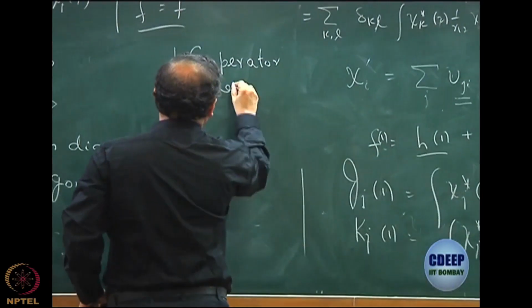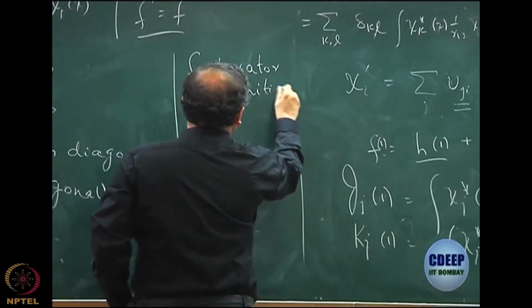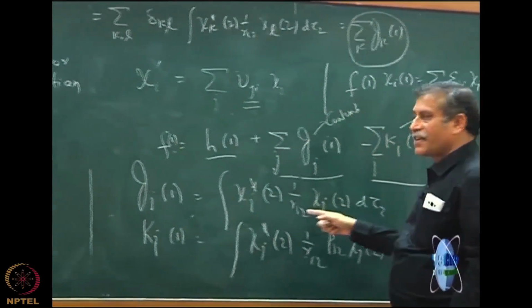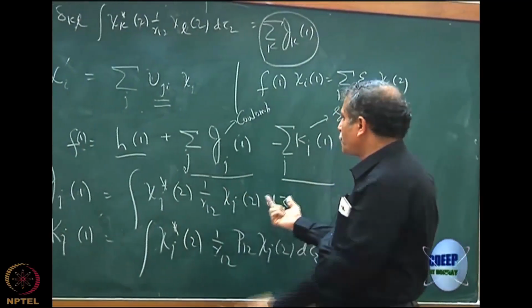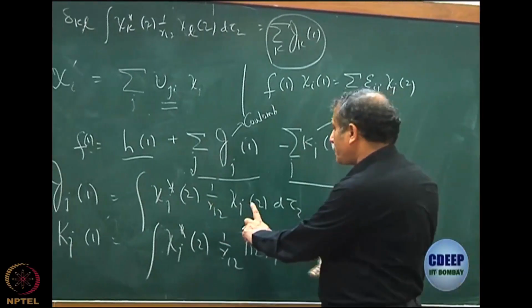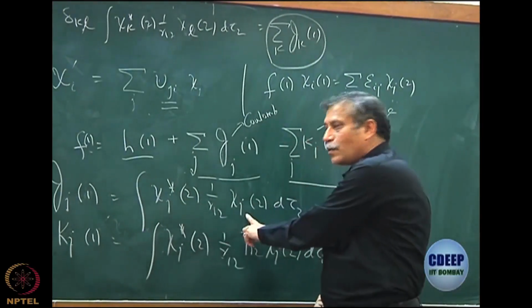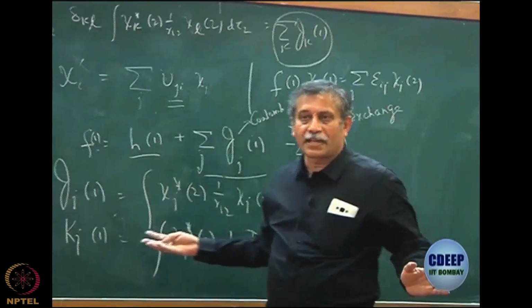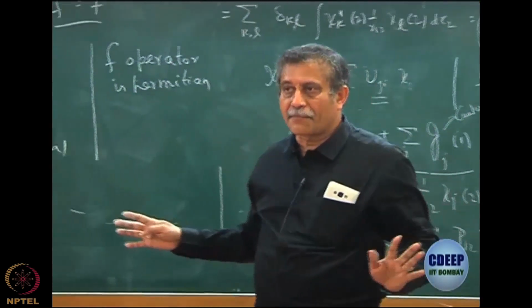Once again, I hope you are able to see this. H is Hermitian, right? This is my J_j. J_j is also Hermitian, because if I take the adjoint of this, what will happen? This chi j will come here, this chi j star will go here. This is already a Hermitian operator. In the same way, exchange, P12, is a Hermitian operator. So, the entire Fock operator is Hermitian.